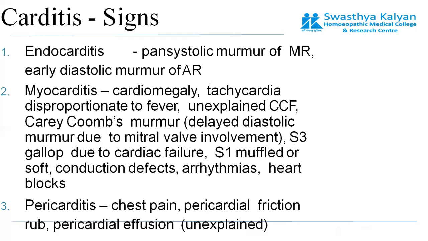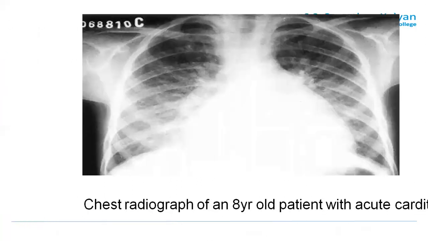Pericarditis will present as chest pain, pericardial friction rub, and pericardial effusion. It stands out. Here you can see there is enlargement of the size. This is an acute carditis X-ray of an 8-year-old patient.